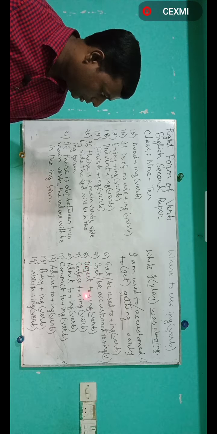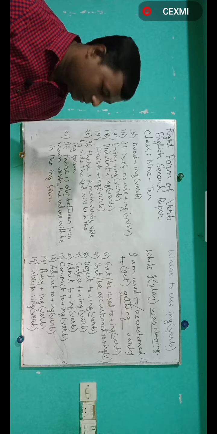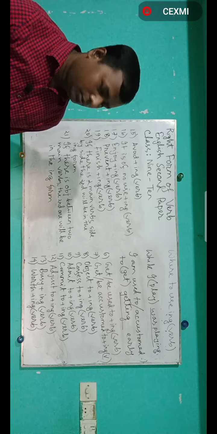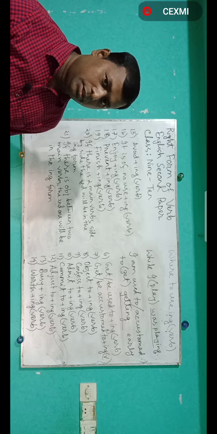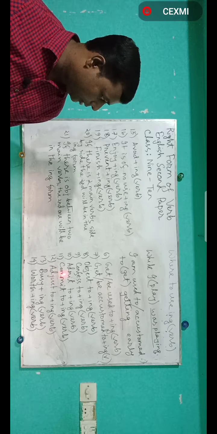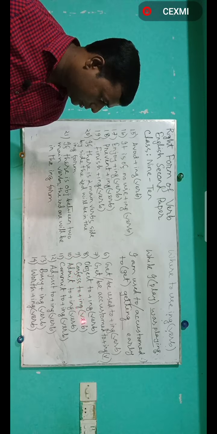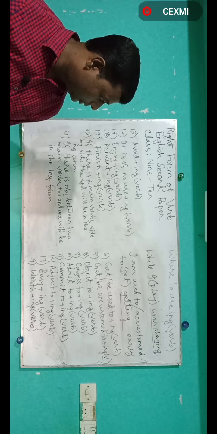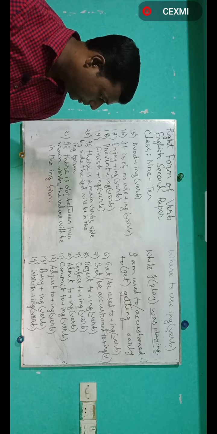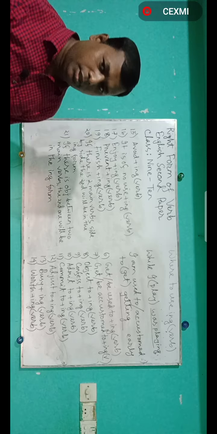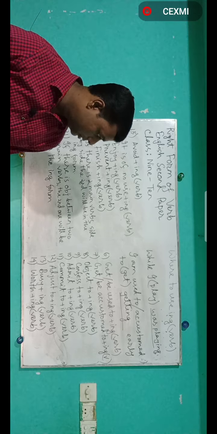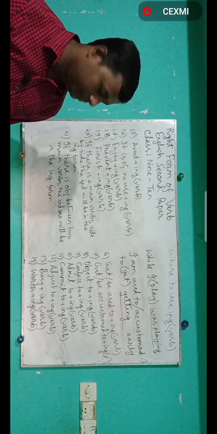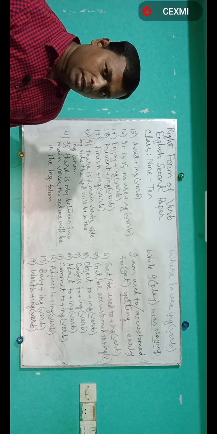For example, object to. Now I am giving the example of number 8. I object to being treated like this. Then come to the next one. Confess to plus ing form of verb. He confessed to stealing the pen. Then number 10. Admit to plus ing form of verb. He admitted to stealing the pen. Then number 11. Commit to plus ing form of verb. He is committed to helping you.